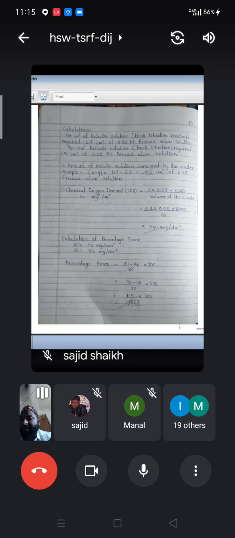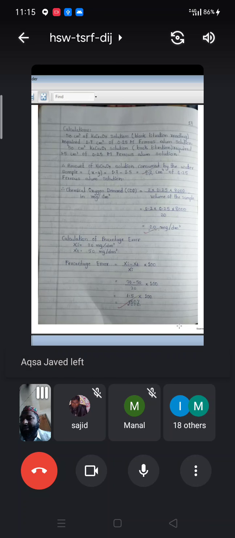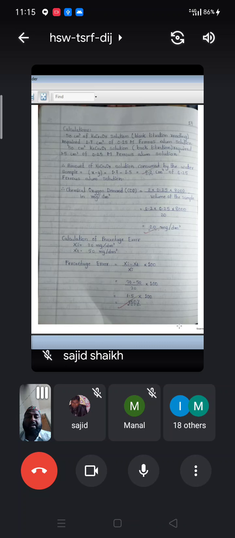Calculation of the percentage error. You can calculate the percentage error. Xi is the observed reading, and xt is the true value, which will be provided by the examiner or teacher. Then you can calculate the percentage error. You have to note the percentage error in the result part. Formula, you have to remember that COD formula.